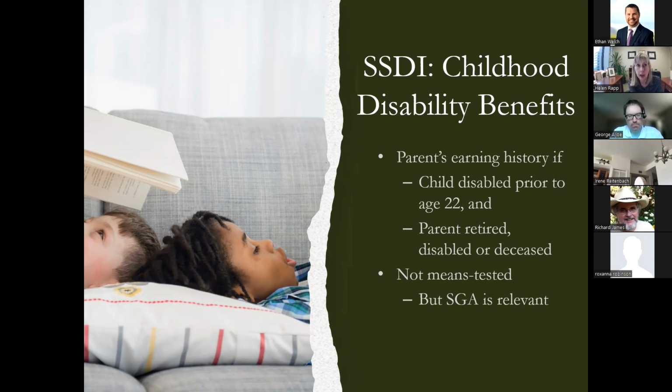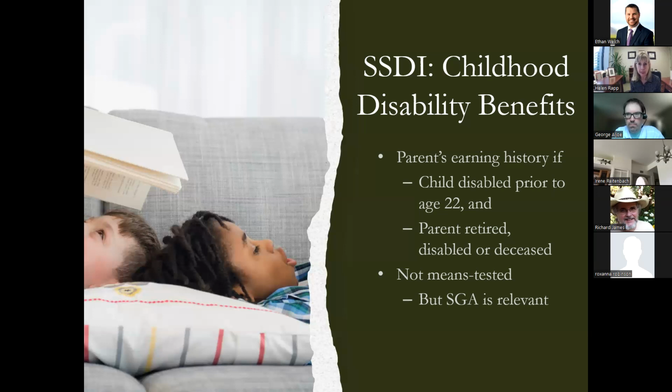And this is great. If your parent is disabled and getting SSDI, or they are retired and getting regular Social Security, the adult child will get 50% of whatever the parent is getting. It doesn't ding the parent share, it's just extra money. And then if the parent dies, the adult disabled child can get 75% of what the parent was getting. And in many cases, this is going to be more than what SSI was, and you don't have to worry about all the restrictions, so it's great. But you do have to be mindful that SGA is relevant here.